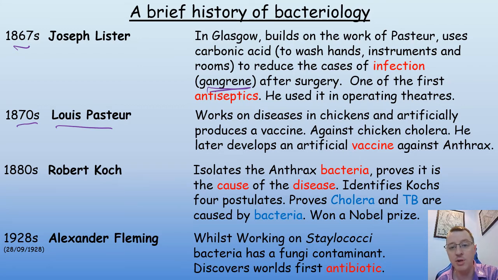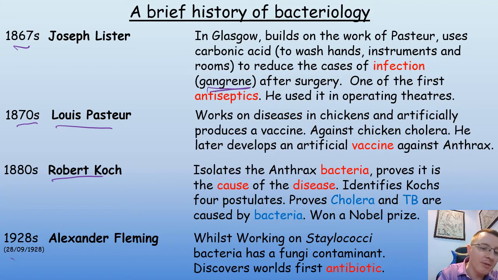He later develops an artificial vaccine against anthrax, again building on the work of previous scientists. In the 1880s, 10 years after Louis Pasteur has done this work, Robert Koch isolates the anthrax bacteria and proves it actually causes the disease. Up until this point, there was confusion as to whether the anthrax bacteria caused the disease or perhaps cholera caused the disease anthrax. So Koch builds on this and identifies what's known as 4 postulates. And he proves that cholera and TB are caused by different bacteria and wins the Nobel Prize for this.